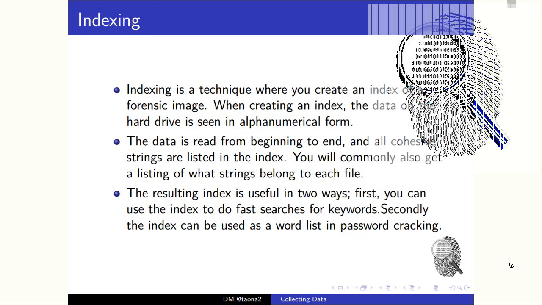Indexing is a technique where you create an index of a forensic image. When you do that, you want to ensure that the data on the hard drive is seen in an alphanumerical form. It's very important for you to appreciate this. Data is read from the beginning to the end, and all cohesive strings are listed in the index. This indexing is very important for you to be able to analyze and read contents from a small secondary storage device to the biggest of them all.